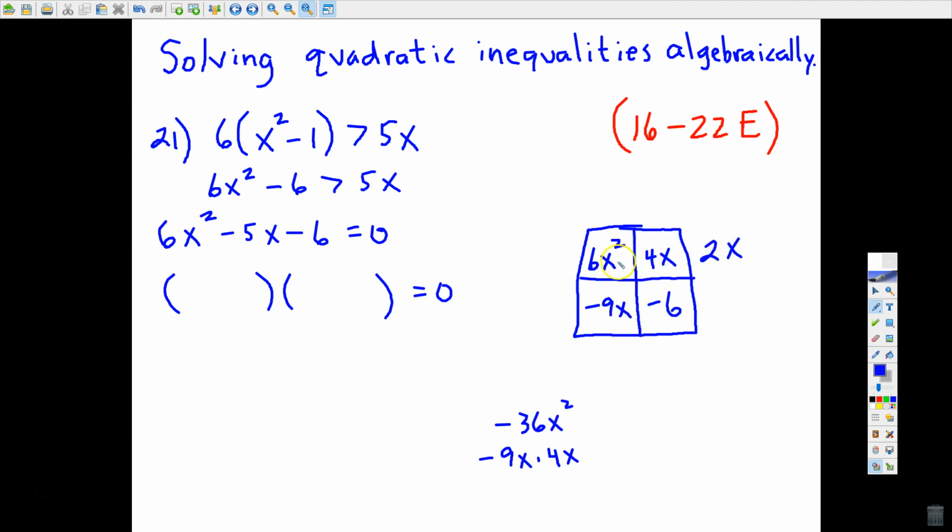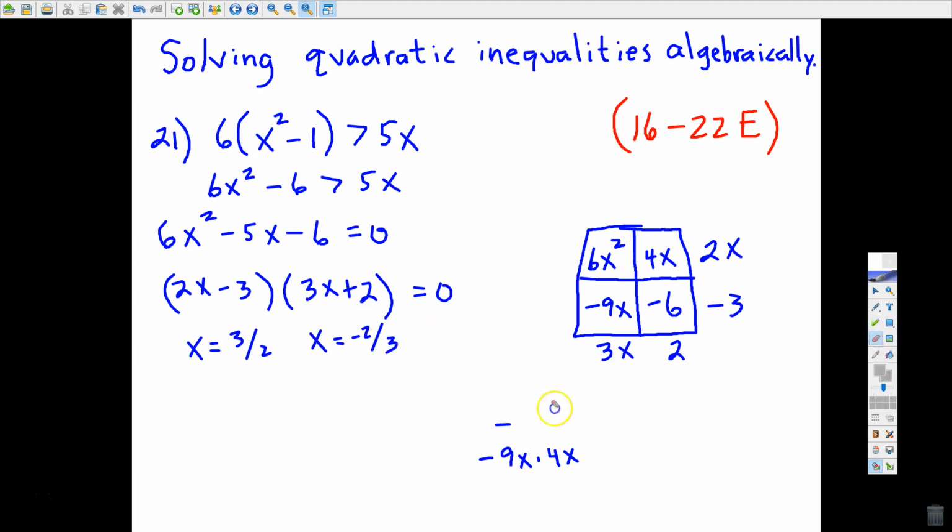So the GCF of this top row is 2x. The GCF of the bottom row is negative 3. So there is one of my binomial factors, 2x minus 3. The GCF of this column is 3x. The GCF of this column is 2. And so there's the other binomial factor. And from the factors we're able to solve. One of my solutions is positive 3 over 2. And the other one is negative 2/3.